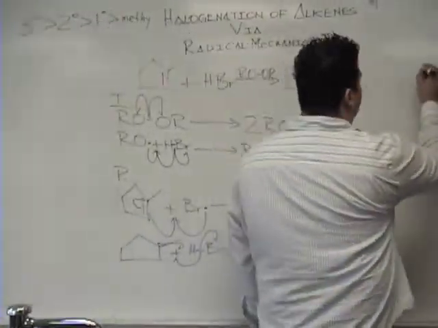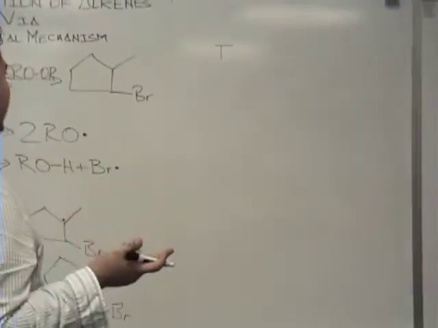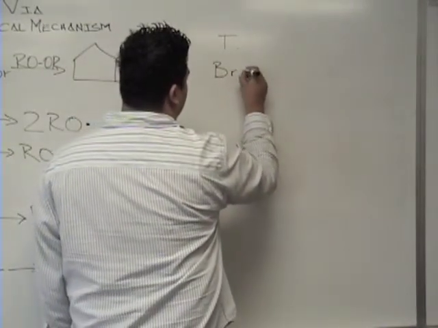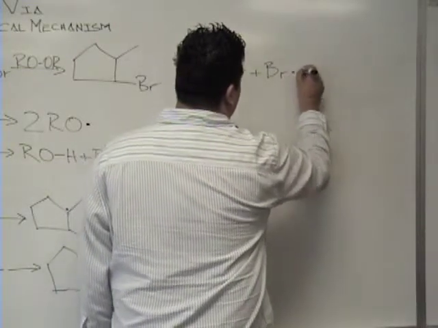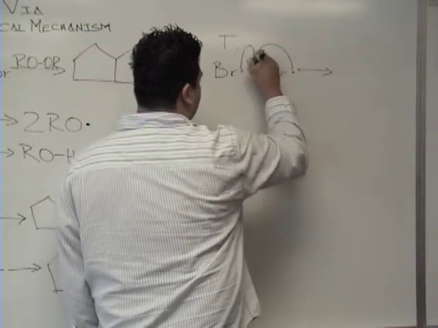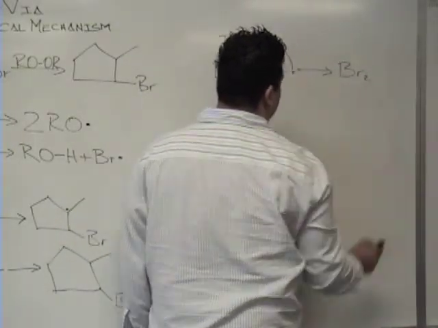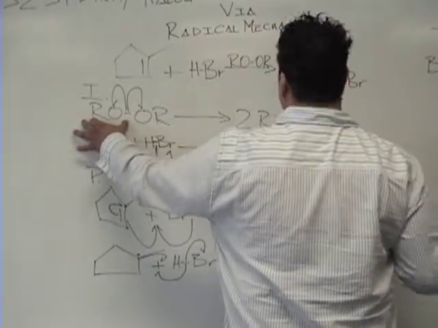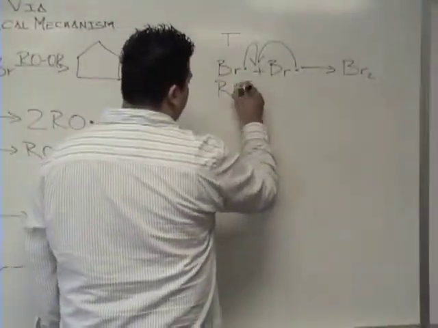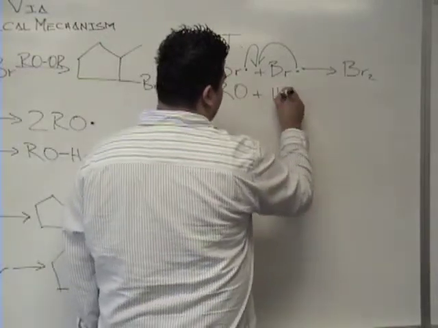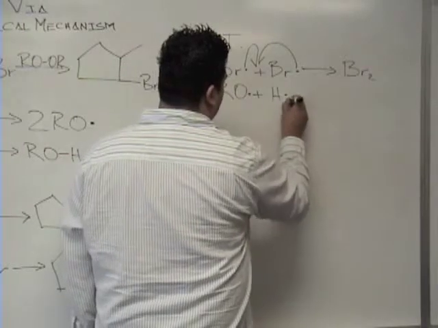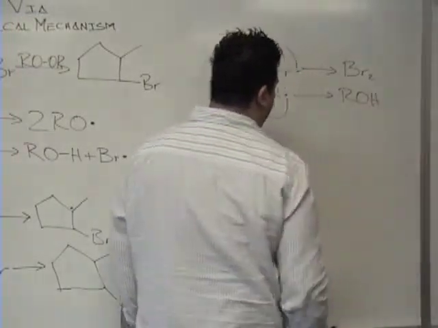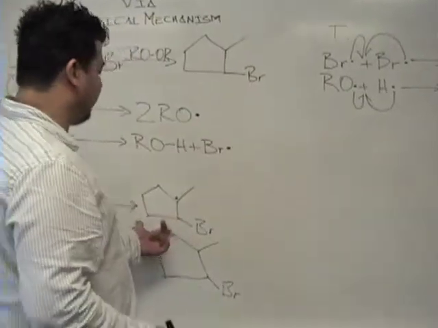So I'm going to do a termination right here. The termination step is going to take care of all the radicals in the system. I will just show a few of them. You have a Br radical plus Br radical. They're going to come together and they will make Br2. Then you also have this one we made right here in the initiation, RO. So I will make it here, RO plus H radical both. So I will bring them together and I will make ROH.